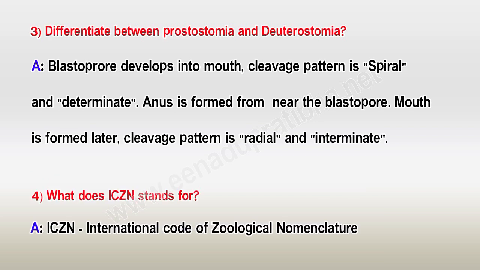Differentiate between protostomia and deuterostomia. Blastopore develops into mouth, cleavage pattern is spiral and determinate. Anus is formed from near the blastopore. Mouth is formed later, cleavage pattern is radial and indeterminate.